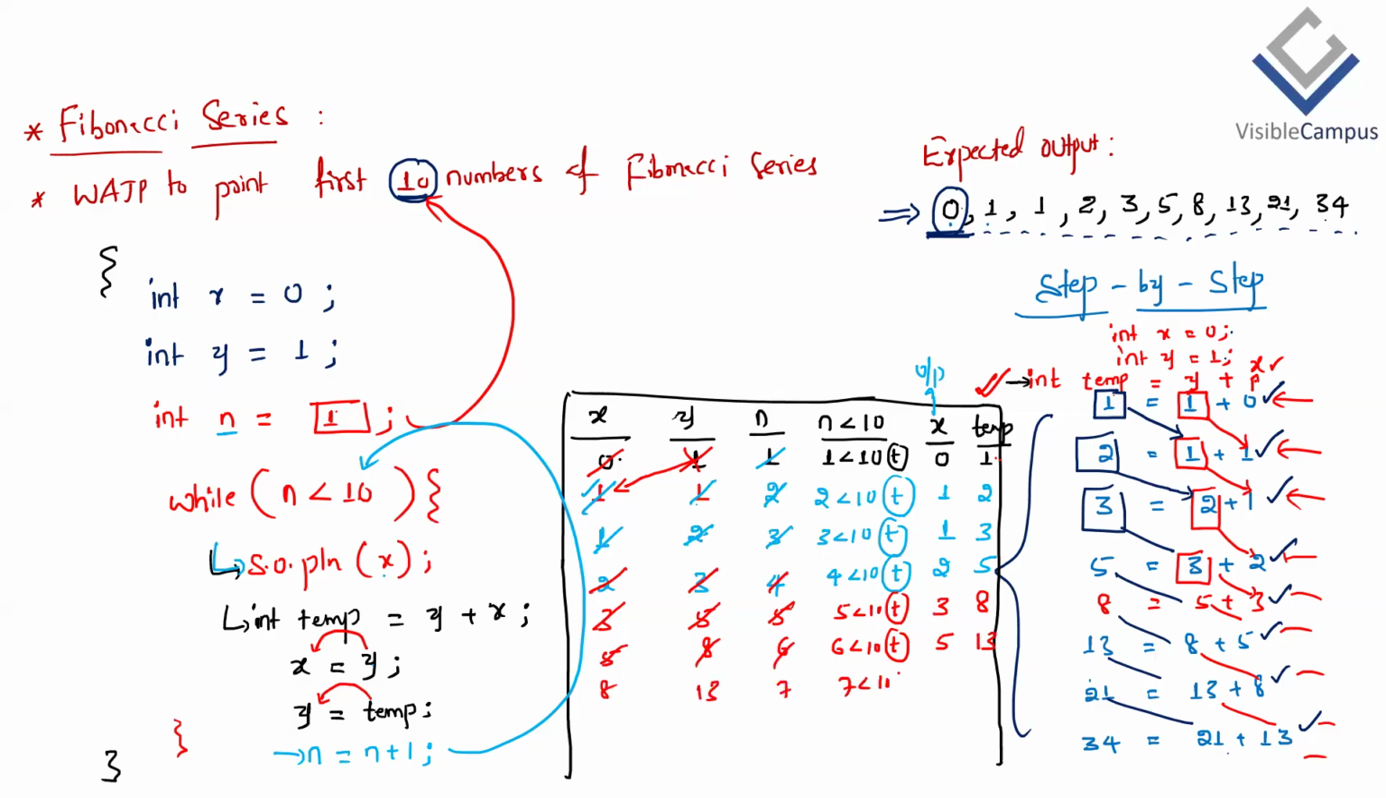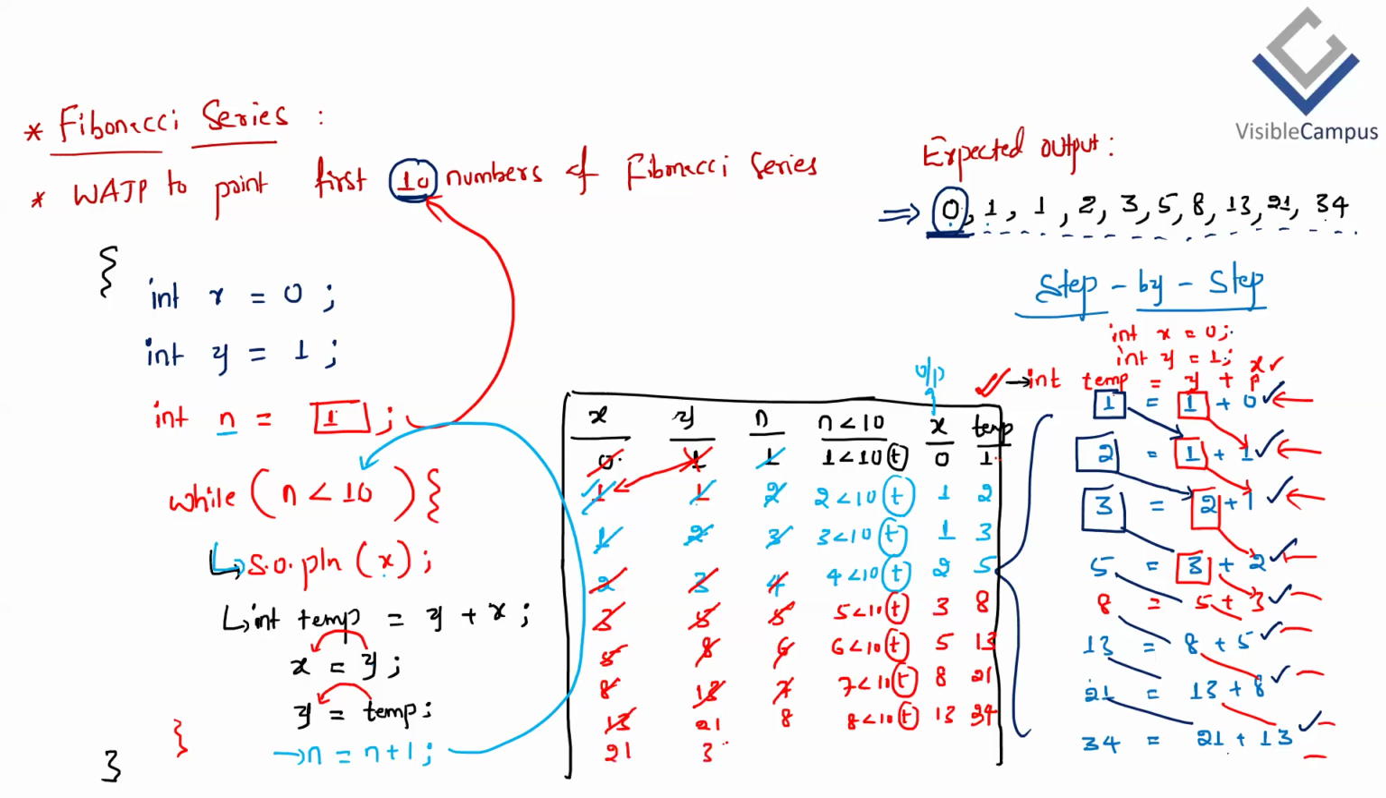7 less than 10. True. Then this will become 8, which is the output. The next is 21. So here it becomes 13. It becomes 21. This will become 8. Then 8 less than 10. True. Latest value 13. Next value 24, sorry, 34. Then next this will become 21.